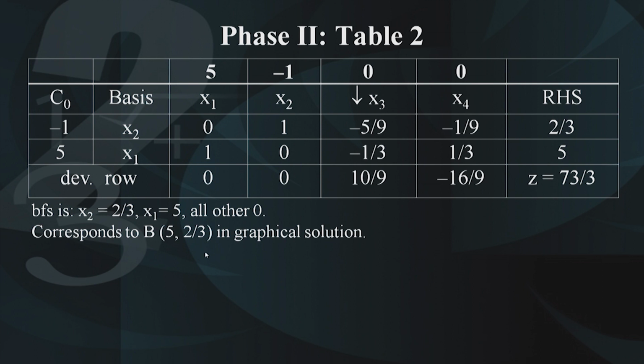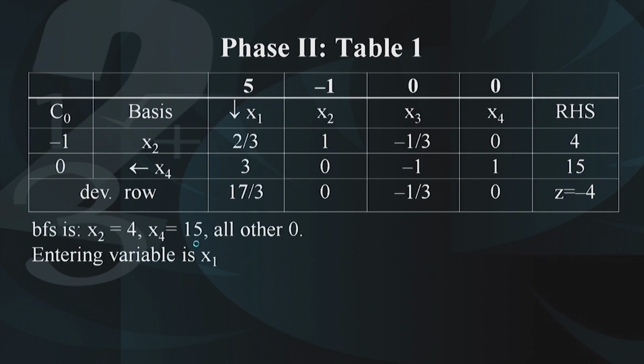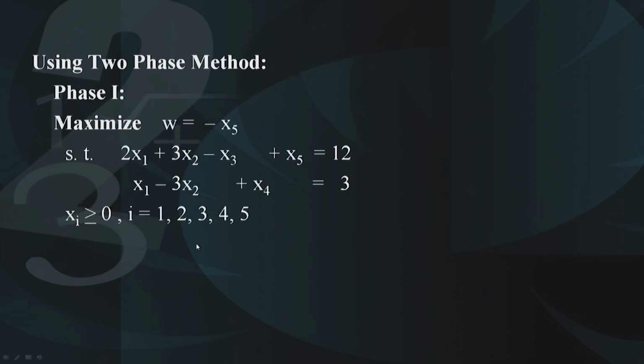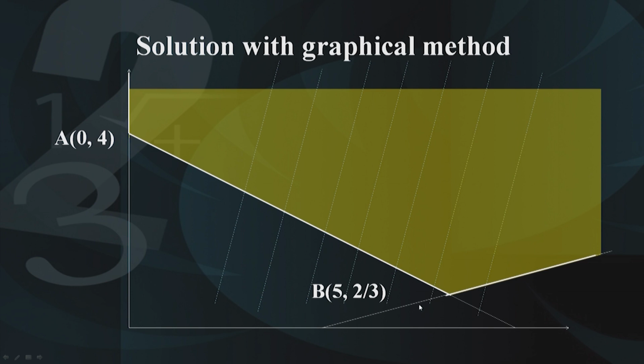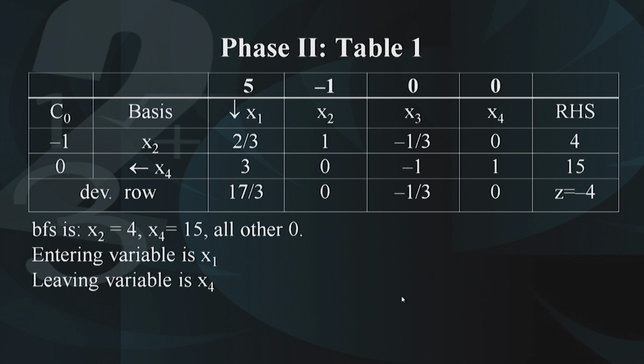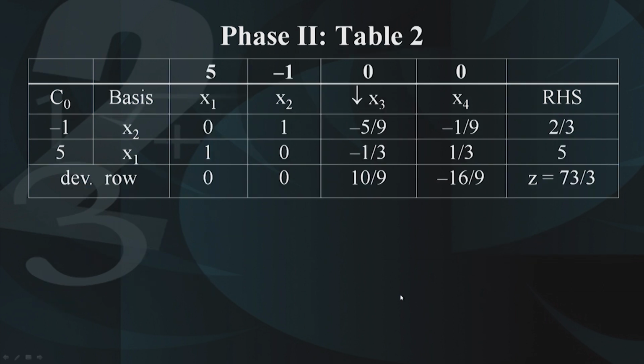Let us just go back and see B 5 comma 2 by 3 in the graphical solution. Here it is, B 5 comma 2 by 3. So, in the first iteration we got A 0 comma 4, now we have got B 5 comma 2 by 3. So, therefore, let us now look at what we have to do next.